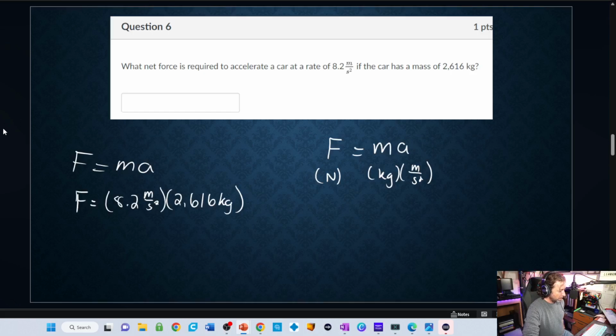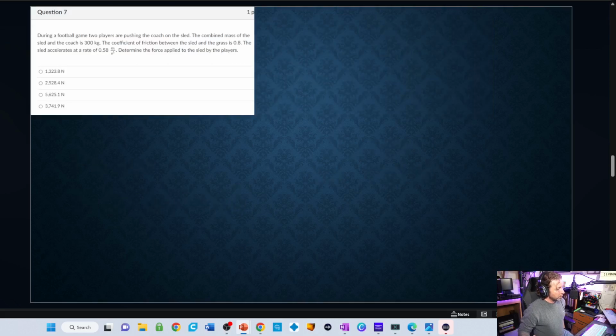All right. So question number 7. During a football game, two players are pushing the coach on the sled. The combined mass of the sled and the coach is 300 kilograms. The coefficient of friction between the sled and the grass is 0.8. The sled accelerates at a rate of 0.58 meters per second squared. Determine the force applied to the sled by the players.